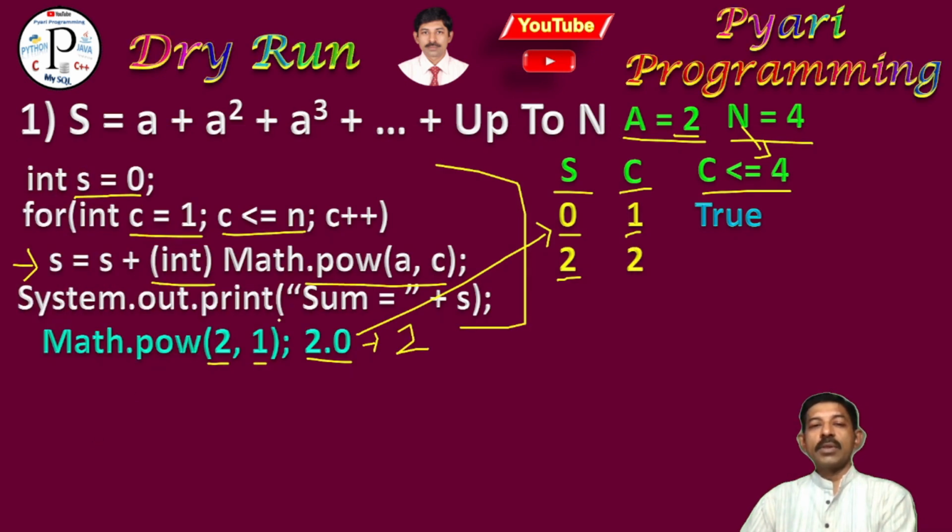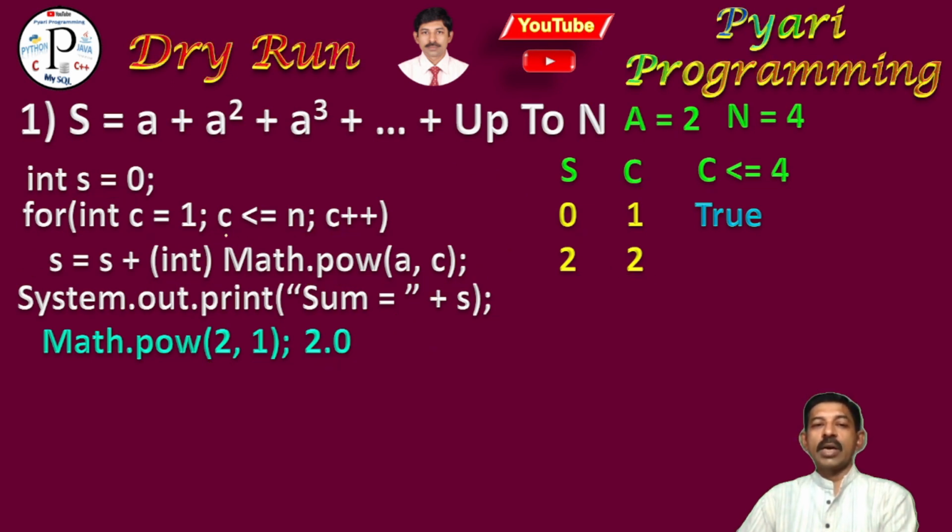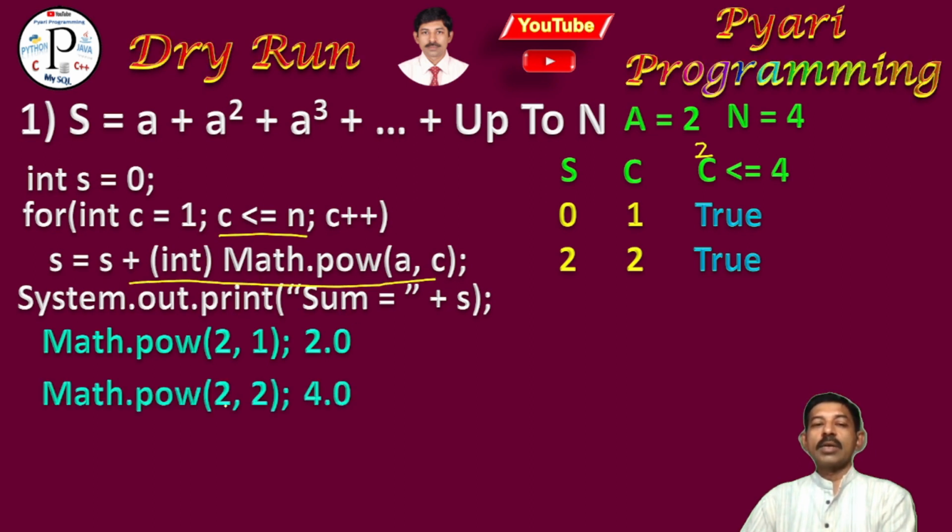Next, I will move up and update the C. Now the C value is 2. After this I will check the condition, C is less than or equal to n. That is 2 is less than or equal to 4. C value is 2 now. It is true. After this I will calculate this Math.pow. What is the base? A is 2. What is C? C is 2. That is 2 to the power 2 is 4.0. 4.0 is going to be added with the previous sum. That is 4 plus 2 is 6.0. Because of explicit typecasting, it will become 6. After this, I will update C. C value will be 3.